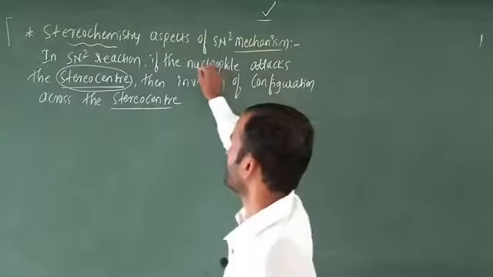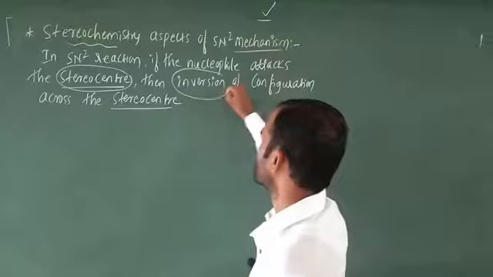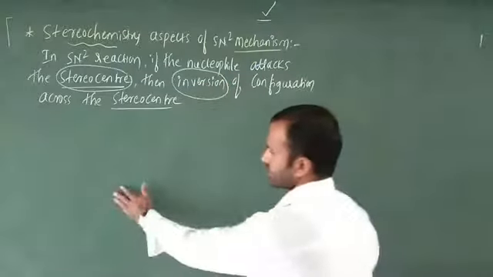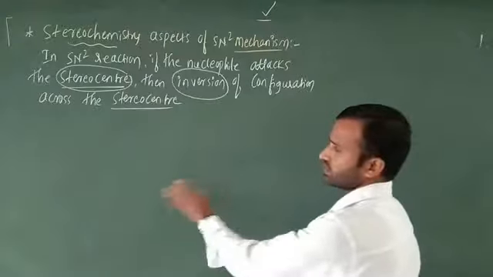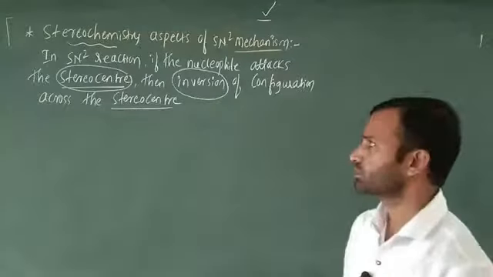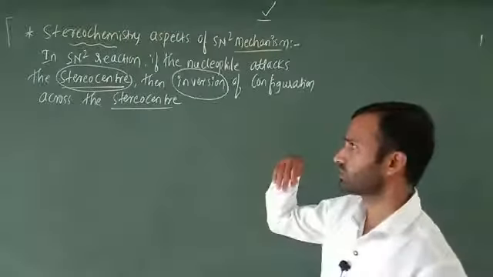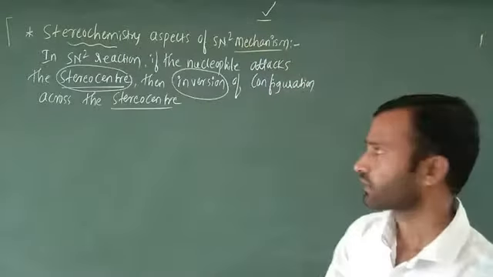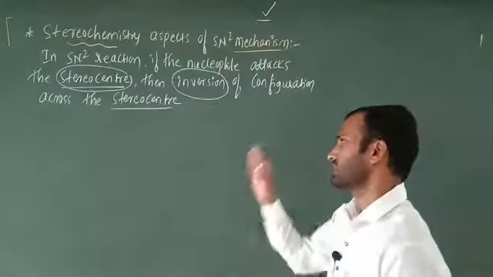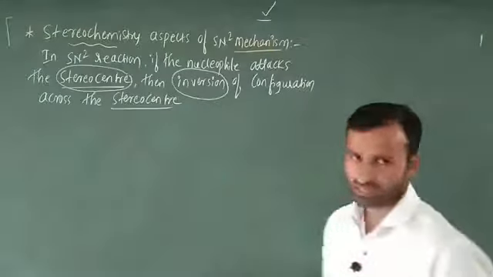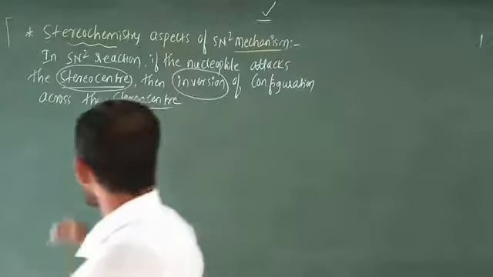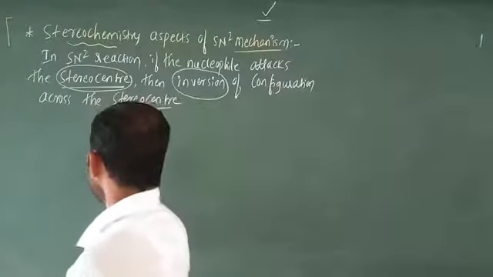What does inversion mean? On the reactant side there is one configuration, and on the product side it changes. Inversion means that when there is an attack on a stereocenter, then 100% there is inversion of the configuration across the stereocenter. Next, we are going to consider one example for a stereocenter. I am going to consider a very good example.